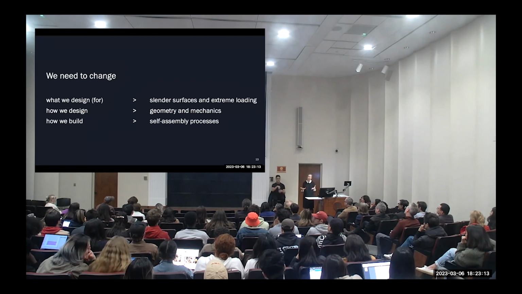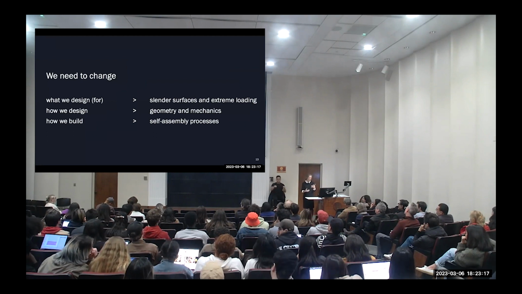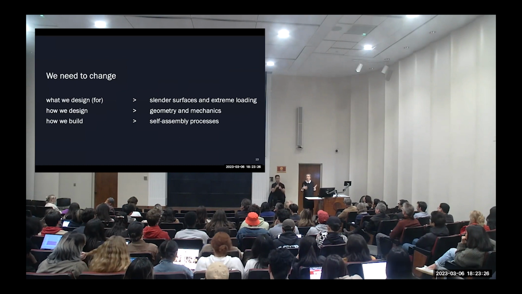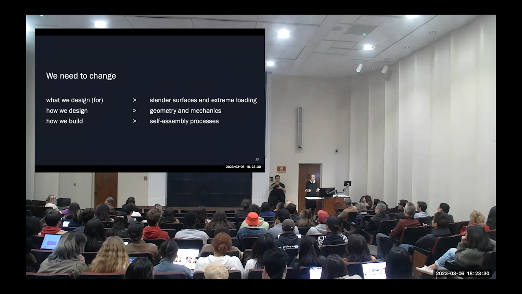So we look at slender surfaces, so how can shells, membranes, nets, how can they maybe solve some of these problems? And we look at how they interact with extreme loading, whether that is earthquakes or whether it's storm surge loading. And how we do that is not by using math, but we use geometry and mechanics to our advantage.